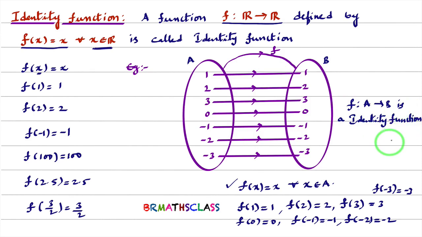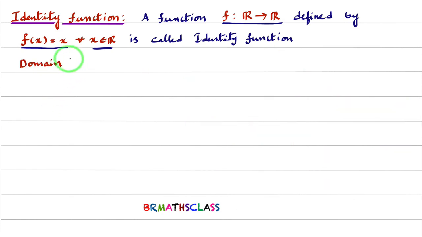Now, we will learn what is domain, codomain, range of an identity function. What is domain of identity function? We know that f is a function from set A to set B. Then, what is the set A? Set A is called domain. This is the definition of domain. What about set B? Set B is called codomain. These are the things we learn in the definition of domain and codomain of a function.